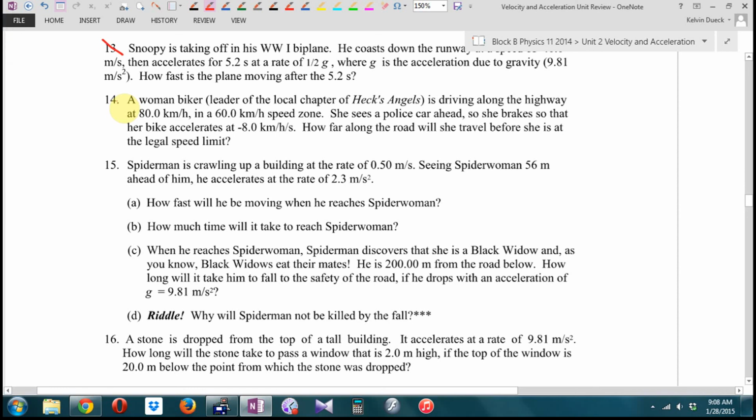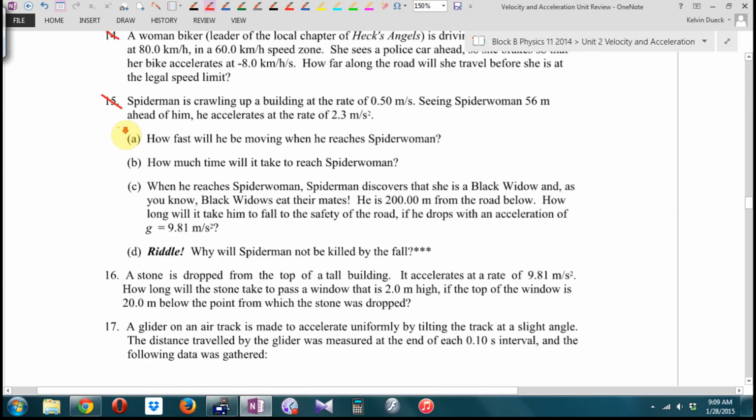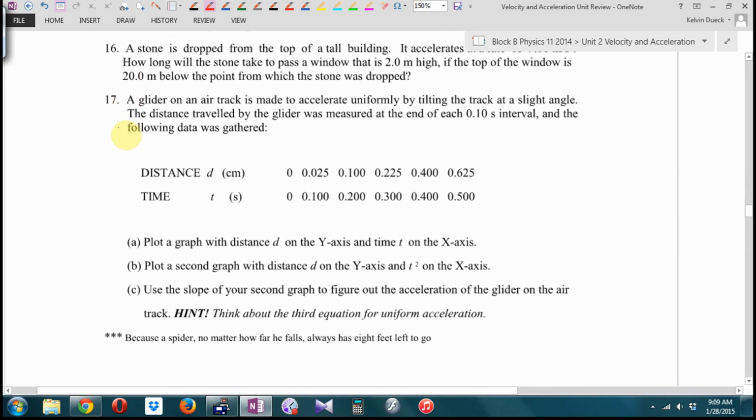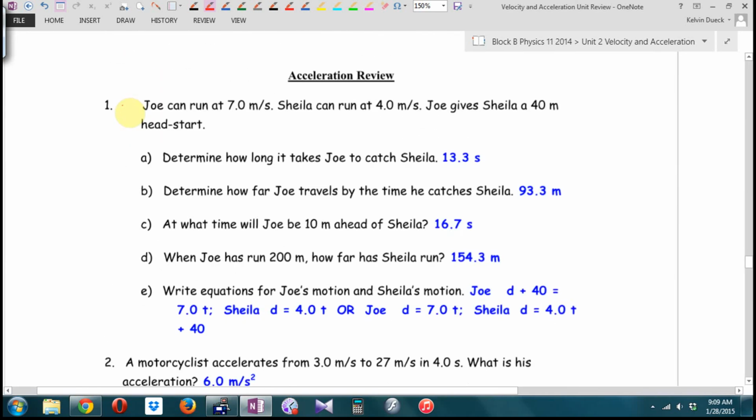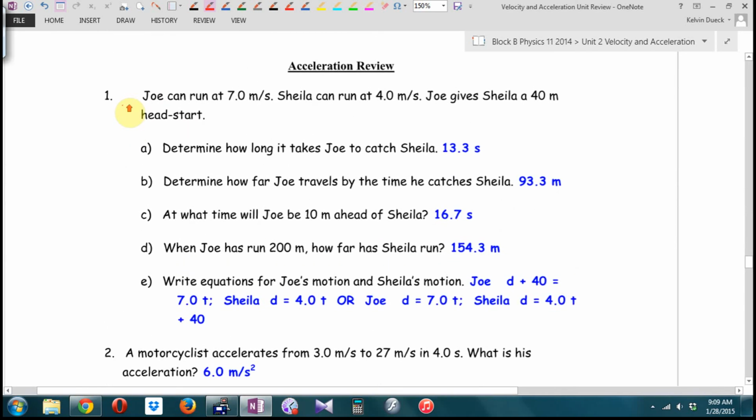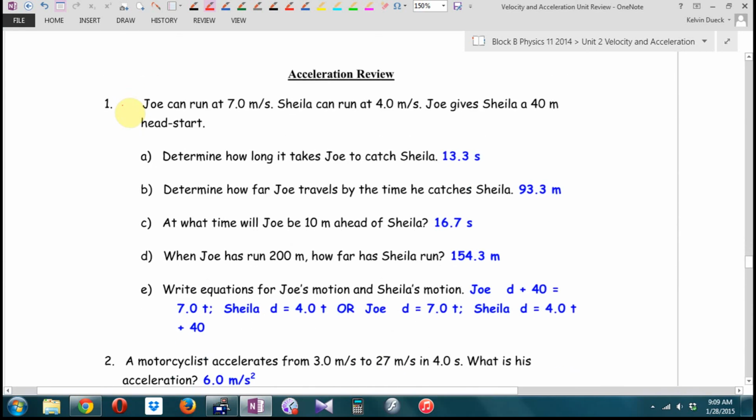14 is fair game. 14, sorry, you know what? Cross out 14 because I don't like the units kilometers per hour per second. That's another way to measure acceleration, but that to me is a really, really sloppy way. 15, you can nuke. I like 16. 17, you can nuke. And then there's some of the answers, and then we get to the acceleration review, which is the next part.